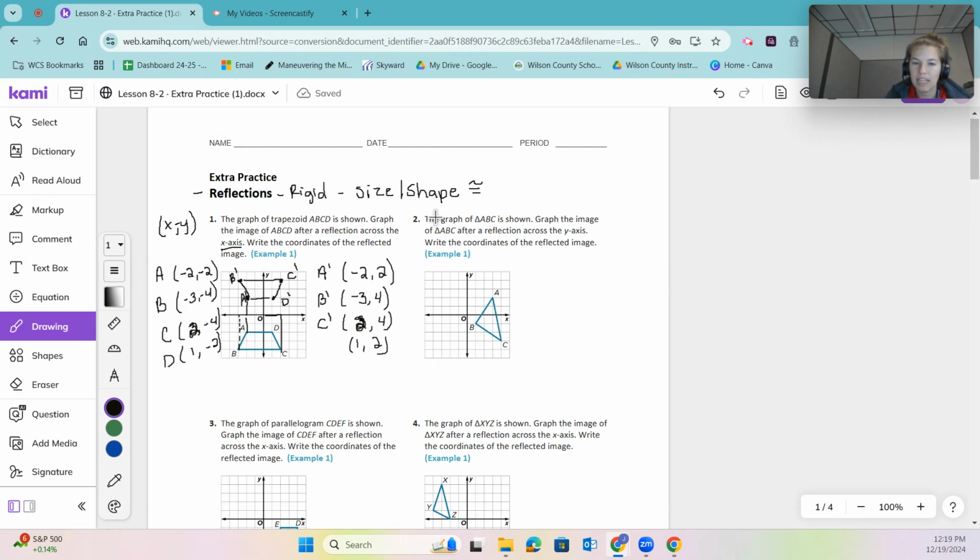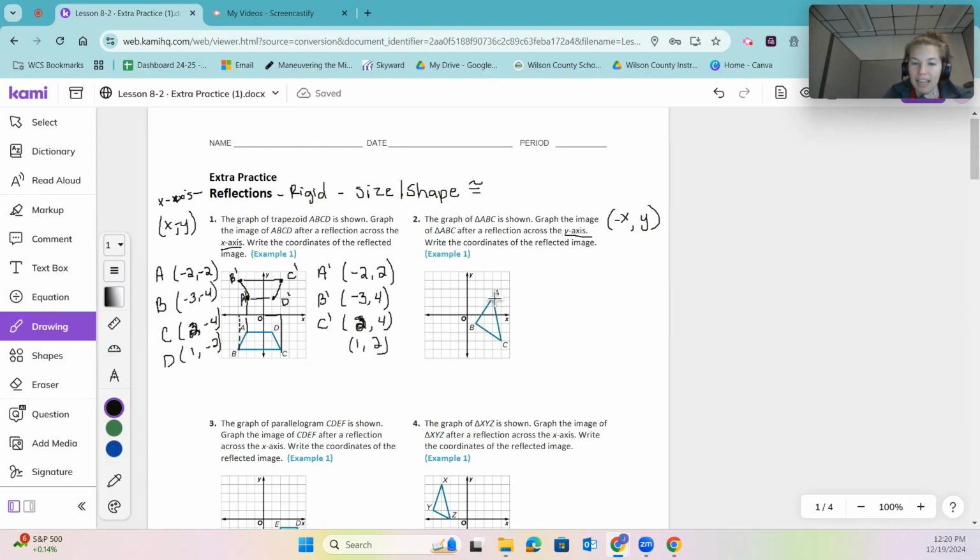Do the same thing here on number 2. The graph of ABC is shown, the image of ABC after reflection across the y-axis. So this is our x-axis is what we just did. We took the opposite of my y value. So if we go across the y-axis, we are going to take the opposite of the x value. That is going to be your coordinate notation there.